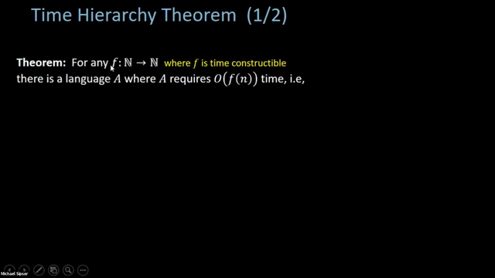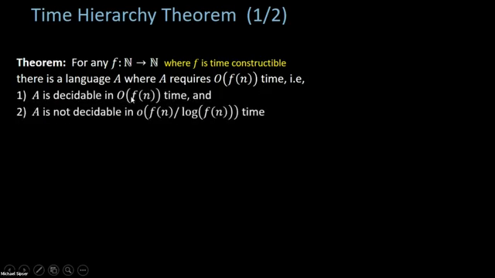So now if I give you a time bound, again, we're faced with the same notion that you have to be able to compute f within f's amount of time. So it has to be time constructible. I'm not going to define that. So there's a language A which requires that much time. So it has to be decidable within that much time, but there's a slight difference here.